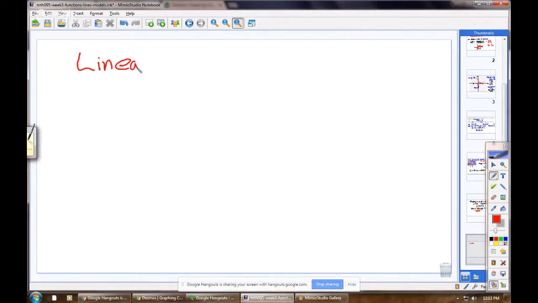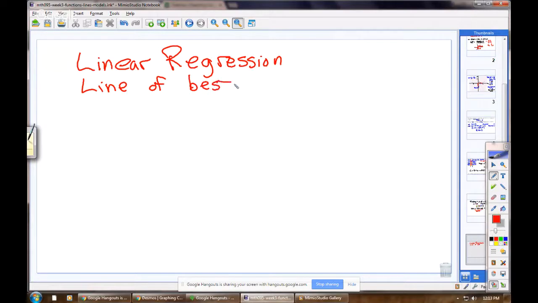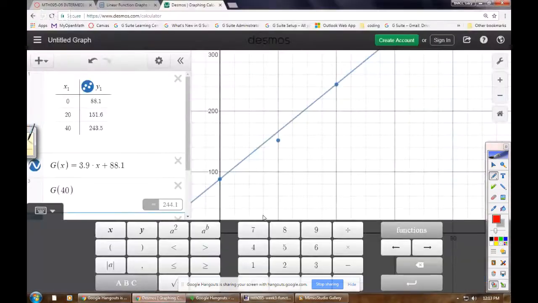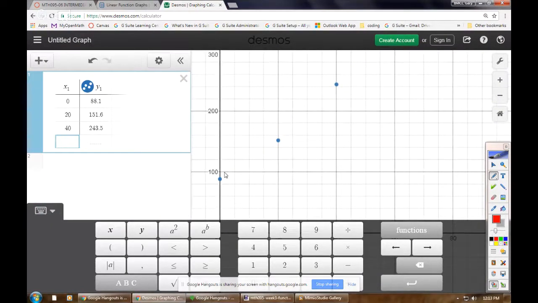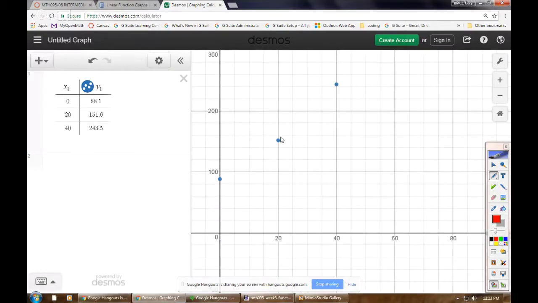Linear regression is also called a line of best fit. These three points that I started with here don't exactly line up. So I'm going to turn that off and that off and that off. Oops, I deleted them instead. That's okay. They don't perfectly line up.